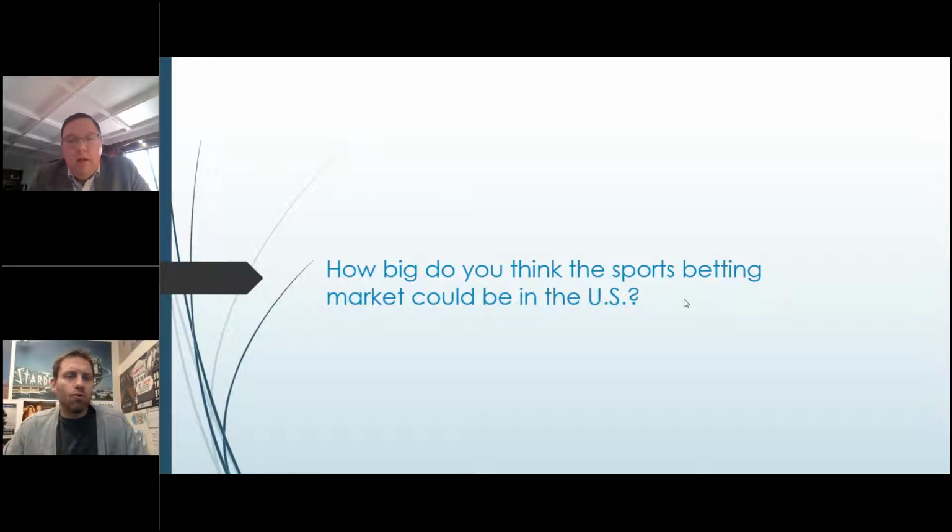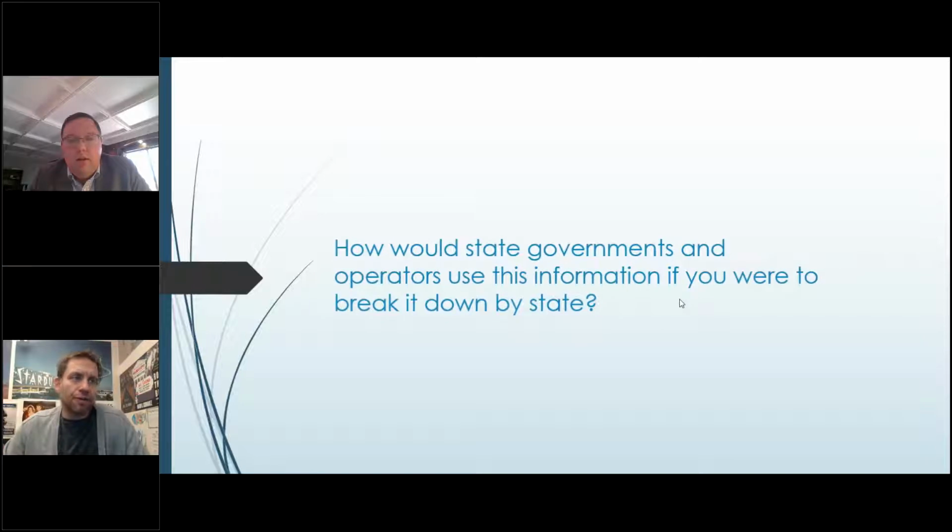Okay. So how would state governments and operators use this information from the survey if you were to break it down state by state? Yeah, and it's tricky, right? Because oftentimes we get asked by folks, hey, listen, I don't want to spend the money to go out into my market and talk to only those people. Can we basically just take a run rate and apply it to my state's population? And to some extent you can, but really the problem is that markets aren't really drawn along state lines, right?